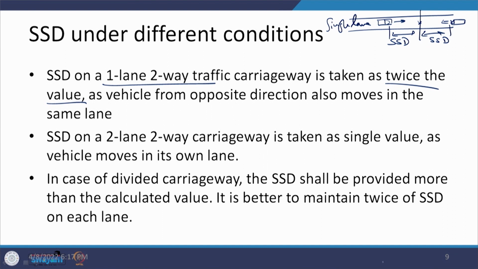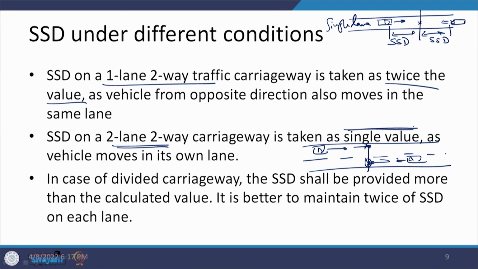But when you are talking about the two lane two-way carriageway, both of the vehicles will be moving in their own lanes. So, you have this vehicle moving in this lane, and this is another lane, and another vehicle is moving in this one. In case there is any obstruction at this point, this vehicle has to stop by here, and this vehicle has to stop by here. Therefore, for an individual vehicle, it is a single value.